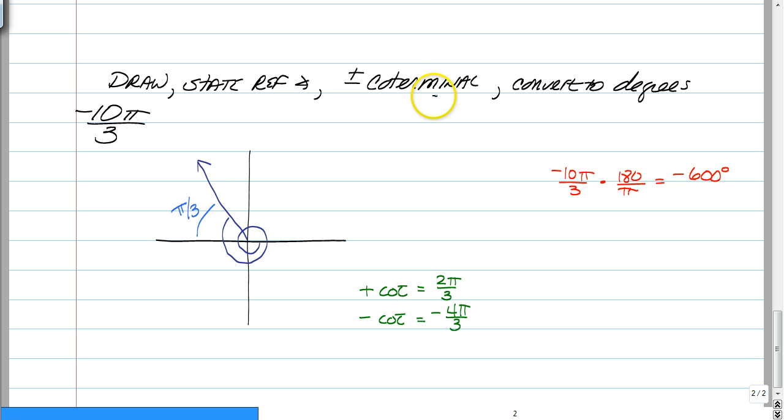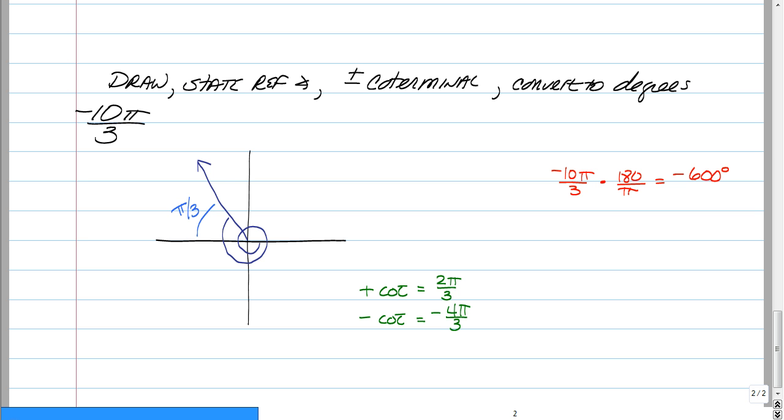A positive and negative coterminal angle. So how else can you get to this terminal ray? So you can do a positive 2 pi over 3. So if you went 1/3, 2/3. And you could also go just negative 4/3 pi. And that'll get you to the exact same terminal ray.